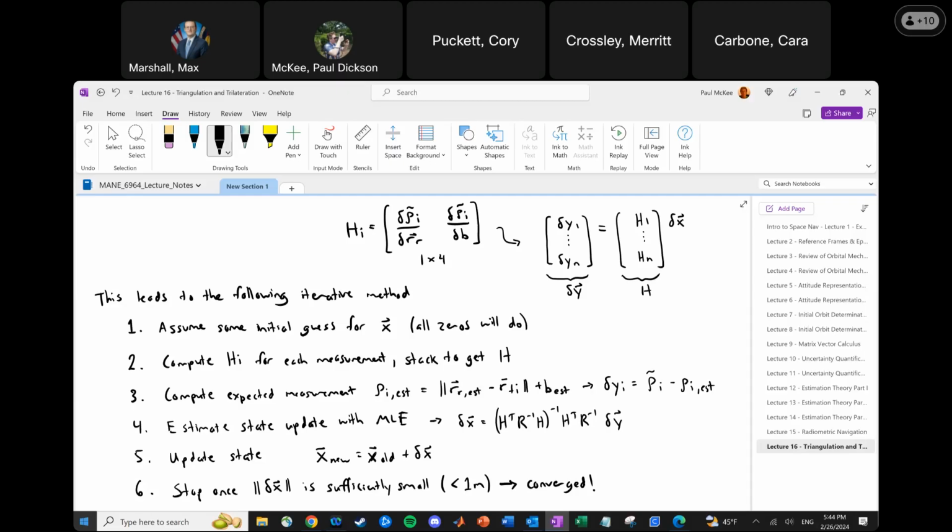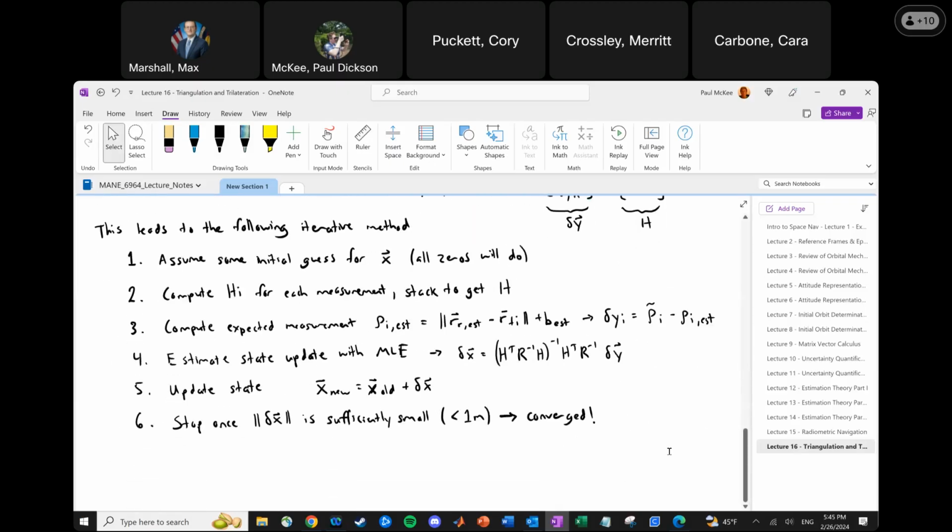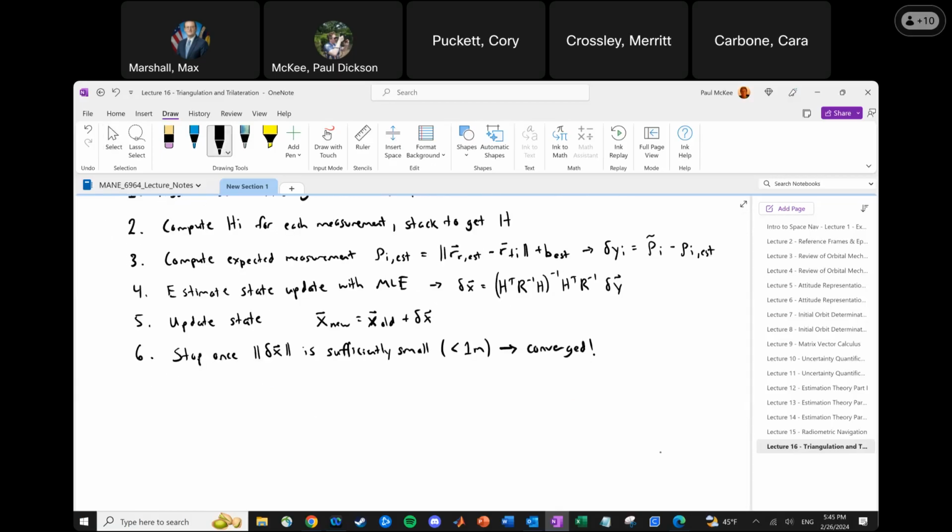So questions about nonlinear least squares? You can use nonlinear least squares or the other one I'm about to show you. All right, so here comes the other method. It's named after Bancroft. I have no idea what Bancroft's first name is.